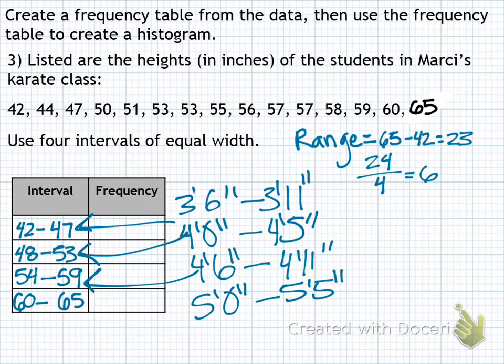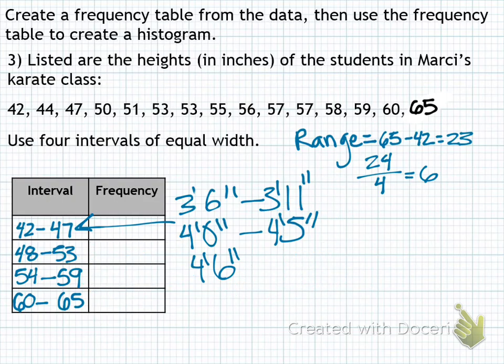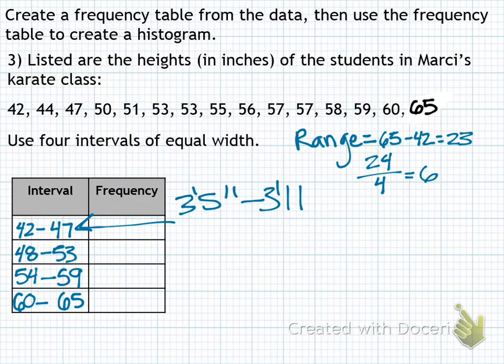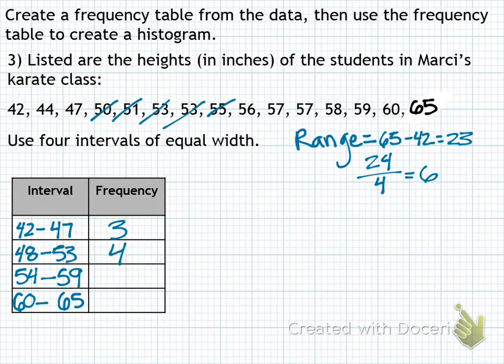Okay, so let's get this all out of here now. And then we would count the frequencies for each of these. So in this interval, there's 3. In the next interval, there's 4. Then 6. And 2 in the last one. Okay, so then we would make a histogram using this data.